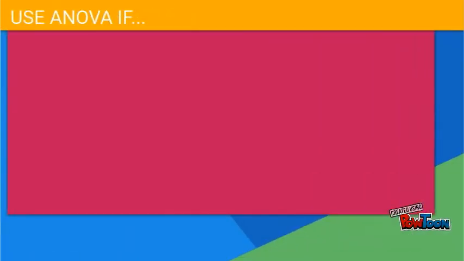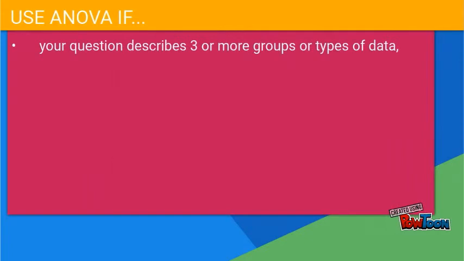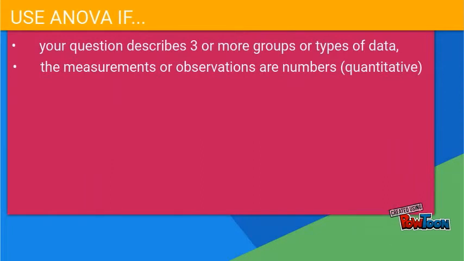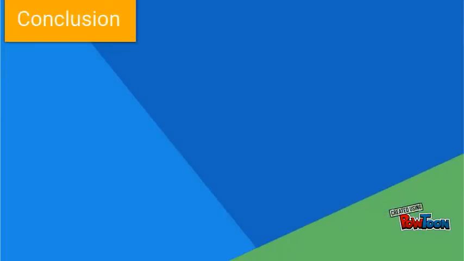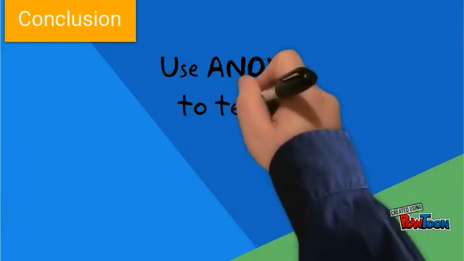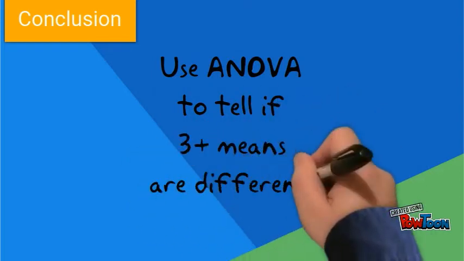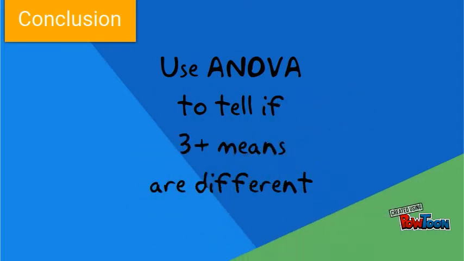So, if your question describes 3 or more groups or types of data, the measurements or observations are numbers, that is, quantitative, and you want to tell if there are differences between the means of the groups, then ANOVA is a way to analyze those data and answer that question. In short, use ANOVA to tell if the population means of 3 or more groups are significantly different.